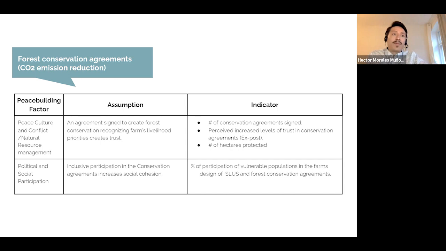And to address the peacebuilding factor of political and social participation, it was important to take account of the percentage of participation of vulnerable populations in the farms. So for example, victims of the conflict, if those were beneficiaries prioritized, and also other minorities such as indigenous people, or also women who were heads of households, etc.